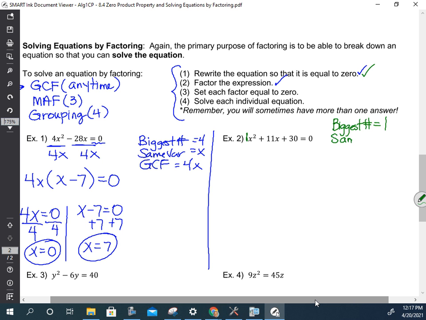Do we all have the same variable? No. So your GCF is 1. You can keep going. GCF is 1, we keep going. So now we go to MAF. Can we do MAF now? Yes. 1, 2, 3 terms.